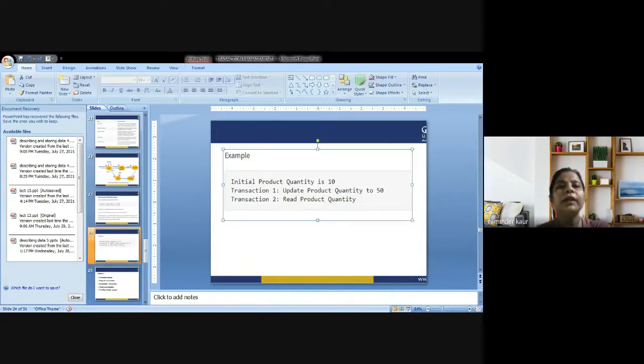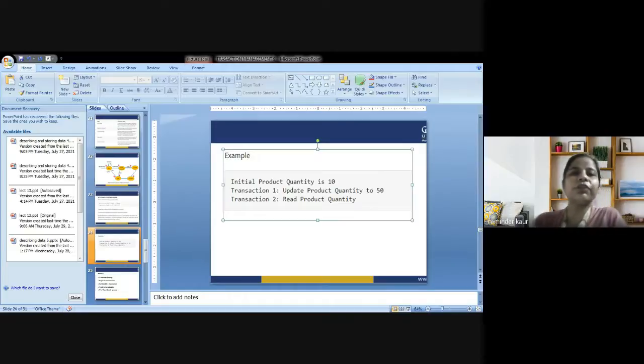So if the initial product quantity is 10, transaction 1 updates the product quantity to 50, and transaction 2 reads the product quantity. If transaction 2 is executed before transaction 1, then the information read will be 10. Outdated information about the product quantity will be read. So schedules are required in that manner.